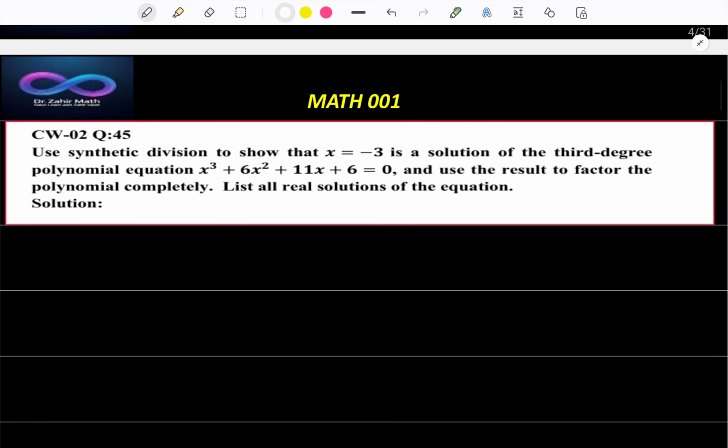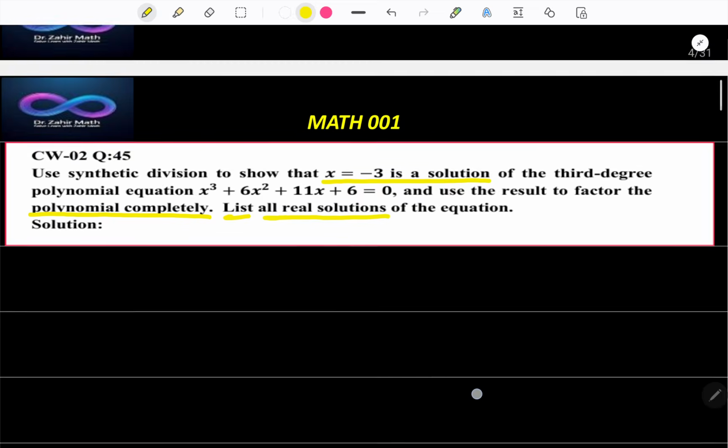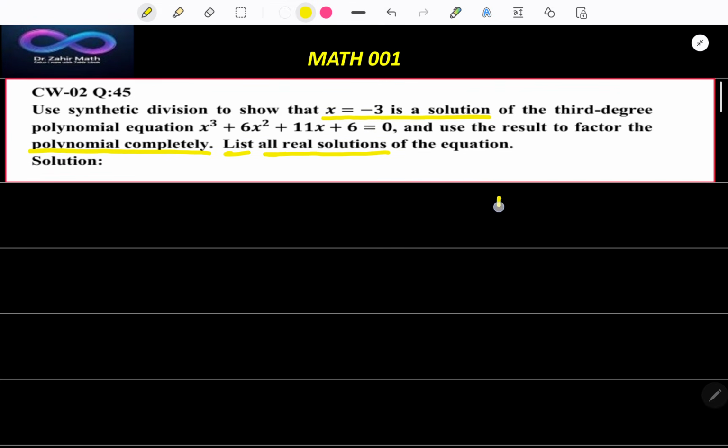Use synthetic division to show that x minus 3 is a solution. Underline this. I'll come to the English words now. And use the result to factor the polynomial completely. List all the real solutions. Right. Now I'm going to tell you two English words. The first English word is solution. I taught you in the first exercise. And the second one is factor.